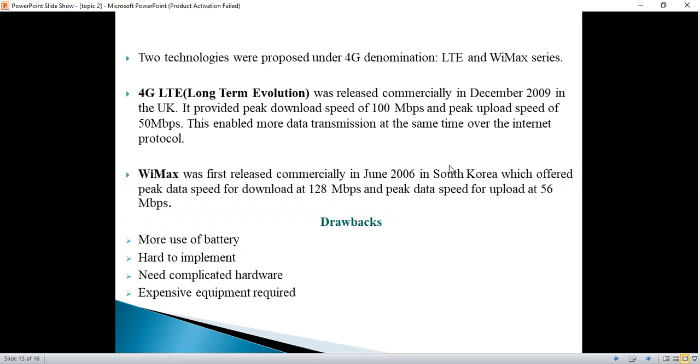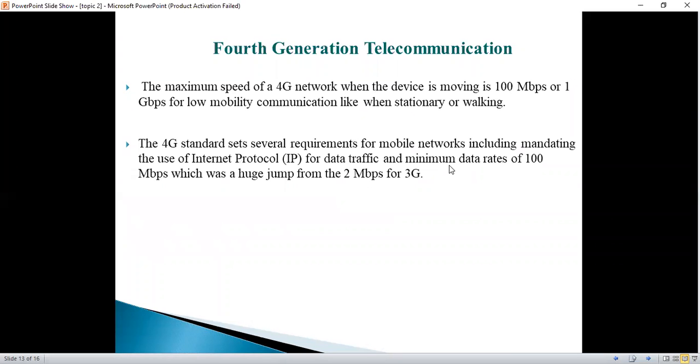Now we have 4G, right? So here in 4G you can see it gives 100 Mbps for moving, and 1 Gbps for stationary or walking, right?